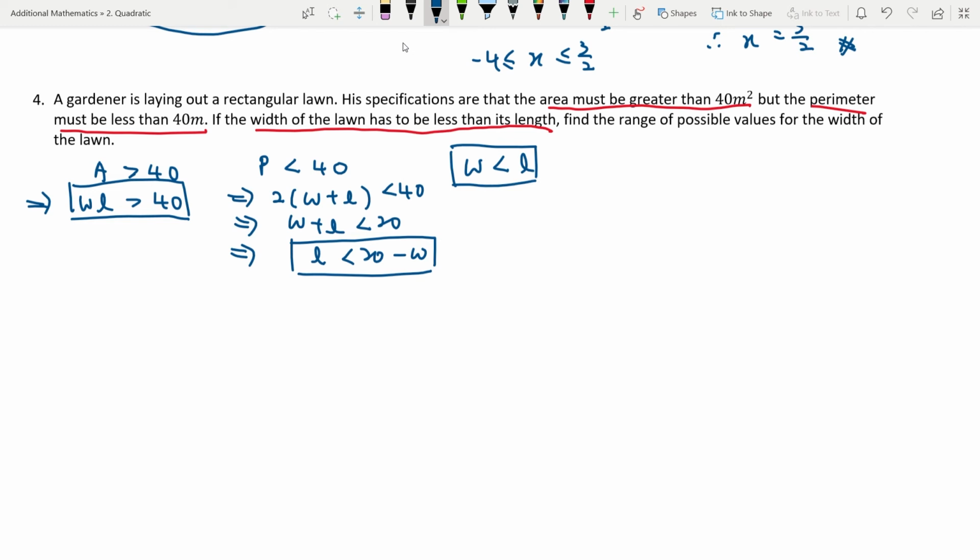First, let's combine all the information. We start from the third one. Width is less than the length. And we know that width and length both must be greater than 0. They cannot be a negative value. The second piece of inequality states that length is less than 20 minus the width. We can combine this piece of information into here.